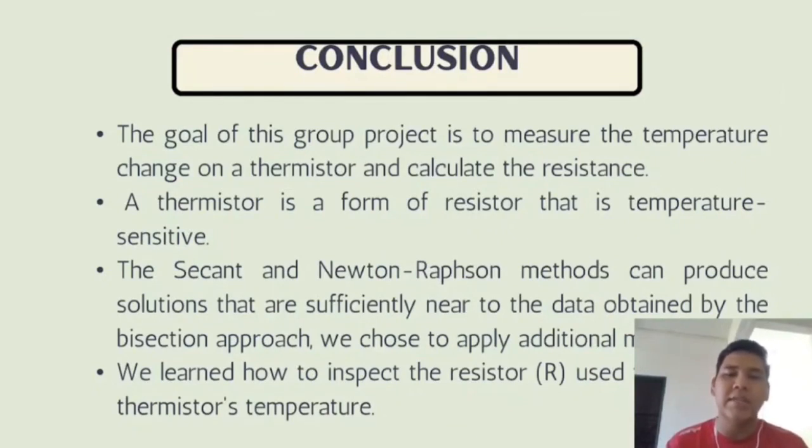So in conclusion, the goal of this group project is to measure the temperature change on a thermistor and calculate resistance. A thermistor is a form of resistor that is very sensitive to temperature, also known as temperature sensitive. So the second method and the Newton-Raphson method can produce solutions that are sufficiently near to the data obtained by the bisection approach. So we choose to apply additional methods. Based on this project, we learned how to inspect the resistor R used to gauge the thermistor temperature.